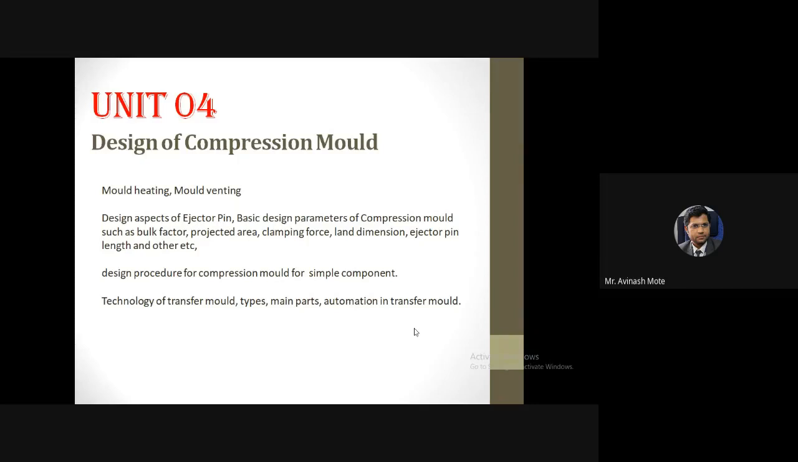But mostly the processes which are followed regularly are compression molding or transfer molding, which is a similar kind of compression molding process, and then blow molding and injection molding. These processes are generally followed for most applications. Out of these also, most of the time compression molding and injection molding are preferred for maximum applications. And if the components are too large and hollow from inside, then blow molding is preferred.